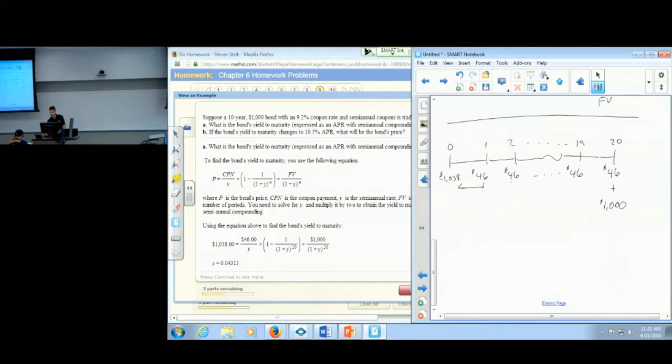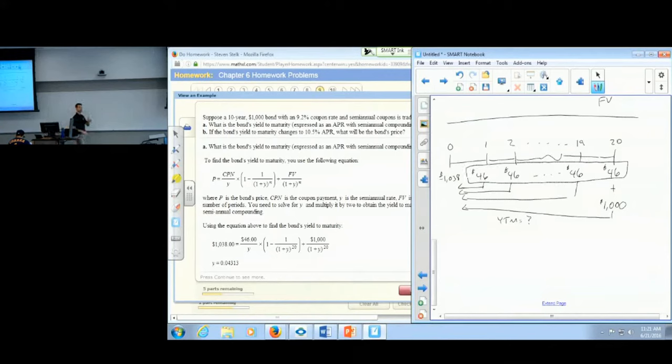Right, so that is what discount rate takes all of these cash flows and equates them back to $1,038. We'll check out what kind of cash flows we have here. This $46 payment right here starts one period from now and then happens at regular intervals and then stops 20 periods from now. What kind of cash flow is that? What do we call it? It's an ordinary annuity. Right?